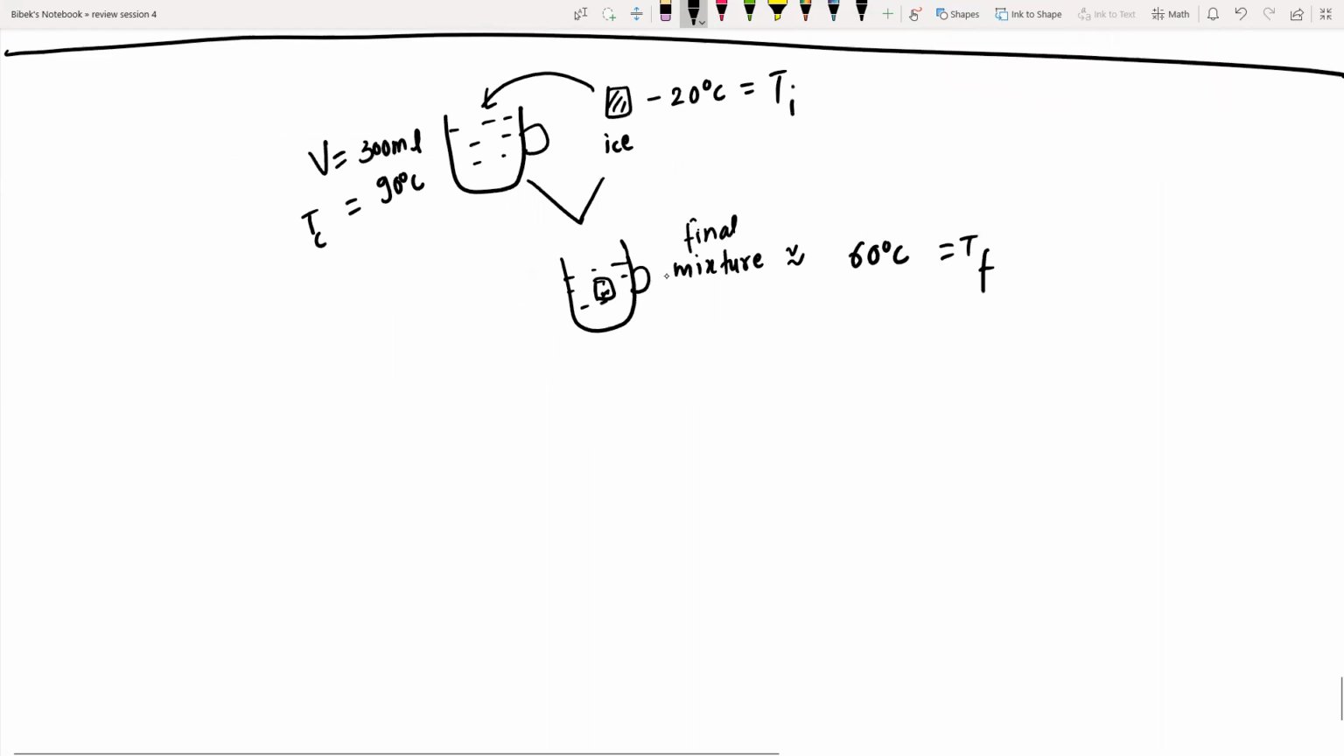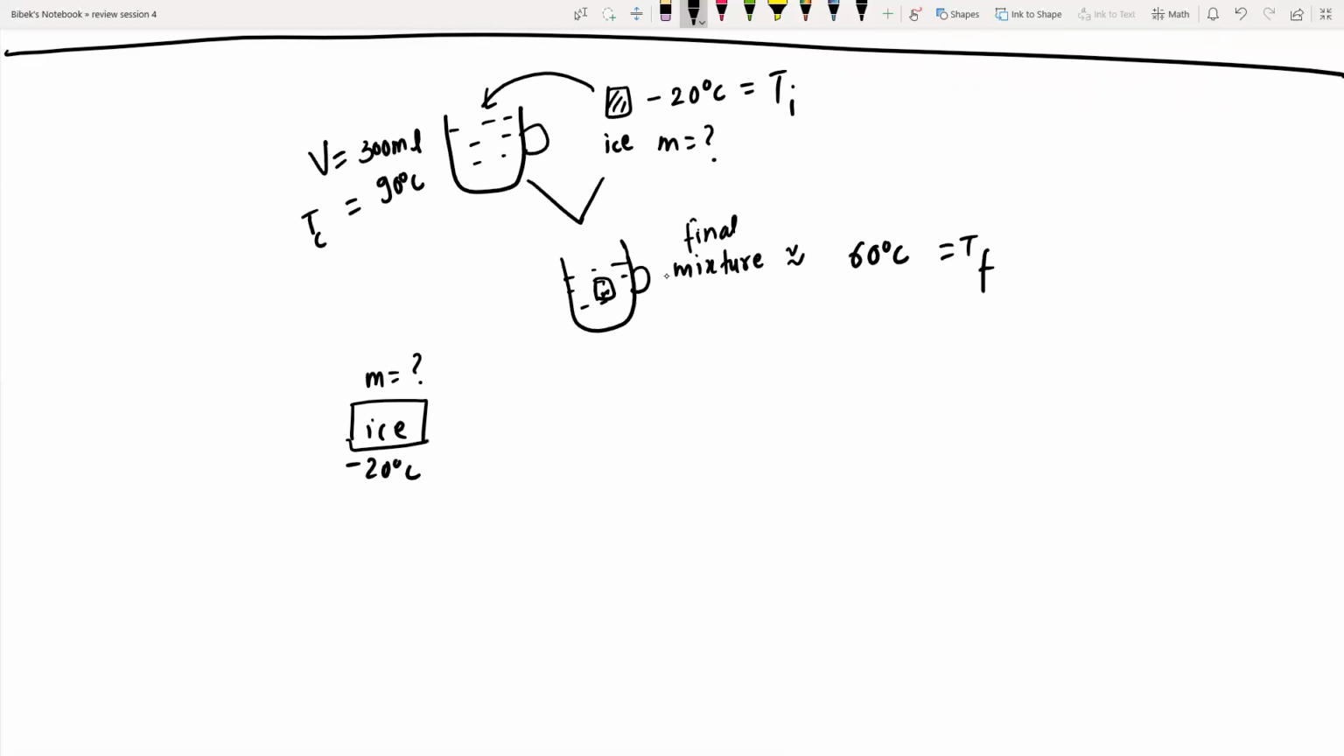Okay. At first, let's figure out how to solve this problem. So let's make an algorithm or something like that. So you have ice at minus 20 degrees centigrade, and you need to find the mass of this ice used. Okay, so we're done with the mass of the ice.